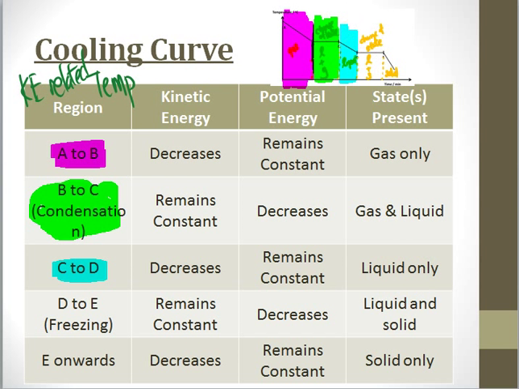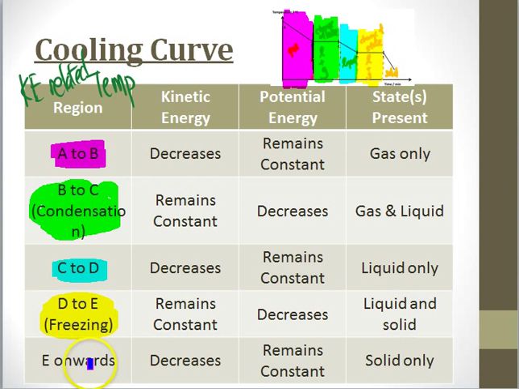Now from D to E. From D to E, there's a change in state because the temperature is constant. In this case here, we know it's from liquid to solid, so we say that this is thus freezing. As temperature is constant also, we know KE is constant. Potential energy actually decreases at this point here. And what are the states present? You got liquid and solid.